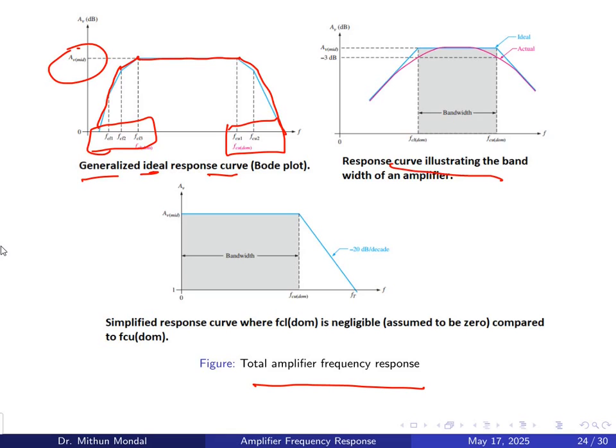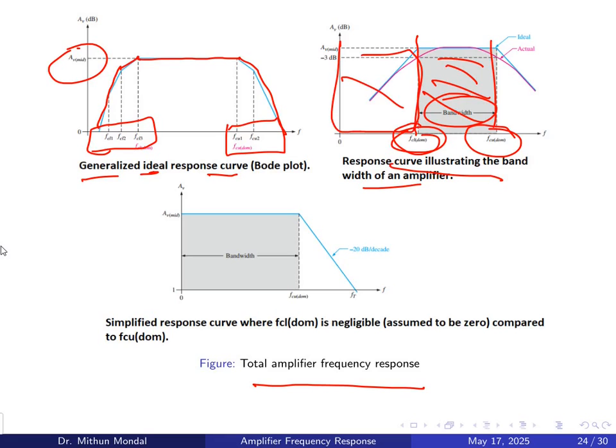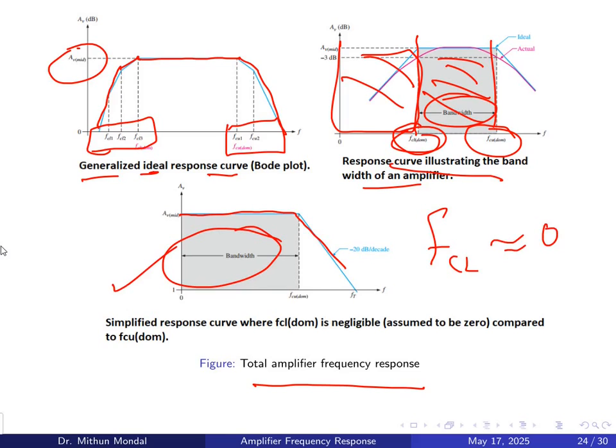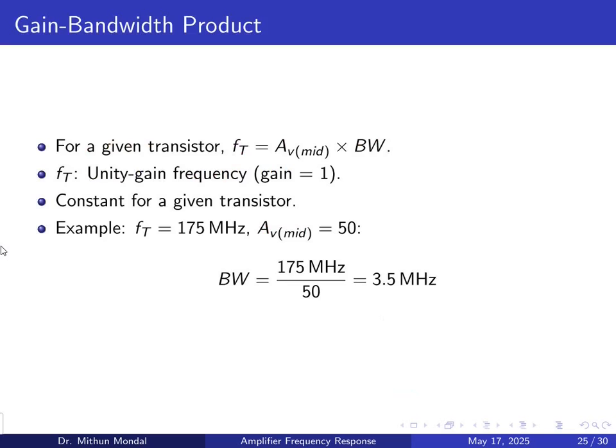And the response curve illustrating the bandwidth, this is the dominating part, this part. So here the difference between the upper and the lower will give you the bandwidth. If we do not have this FCL part, this part is not there, then the curve will start directly from here and then fall. So this will be your bandwidth. So if FCL is equal to 0, then we have this response of the frequency.